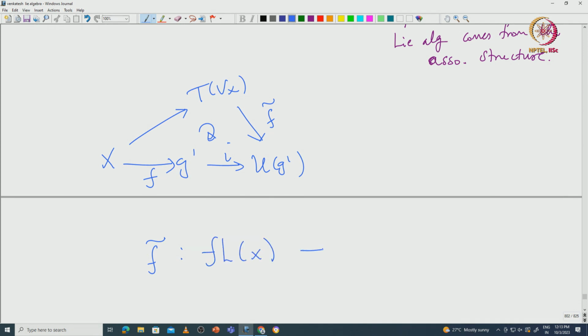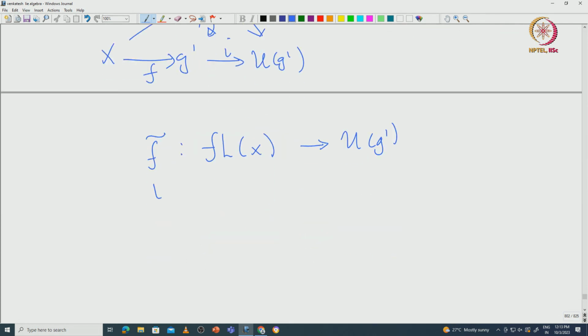then one can prove that this actually maps inside UG dash. Okay. So, since this is a Lie algebra homomorphism, and it is an extension of F from x to G dash.